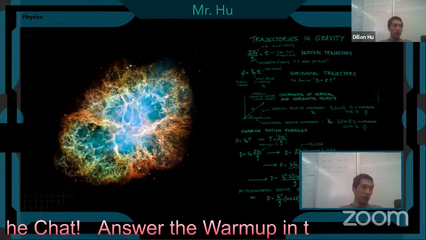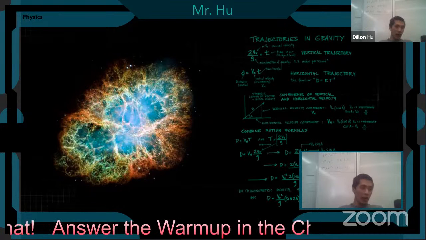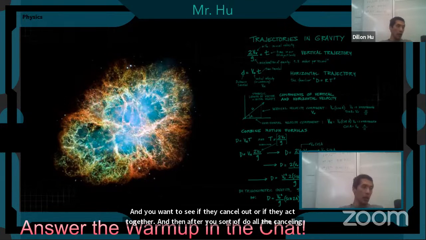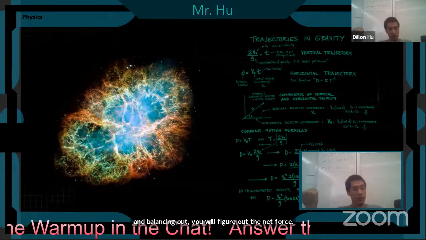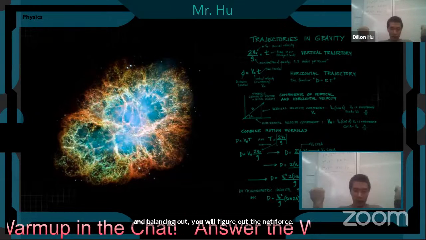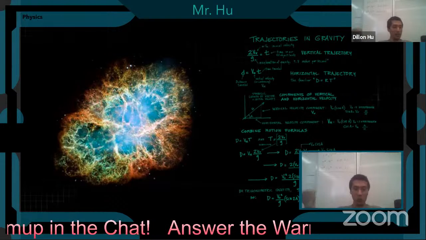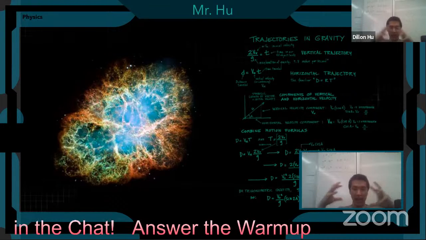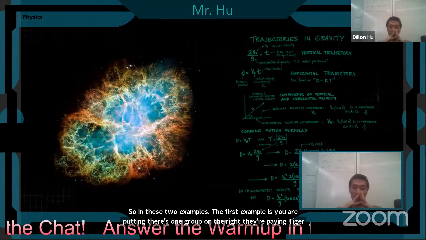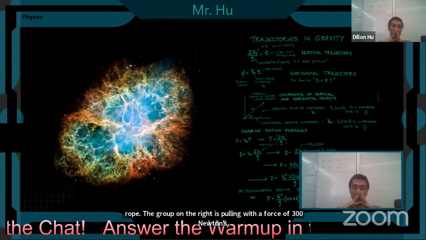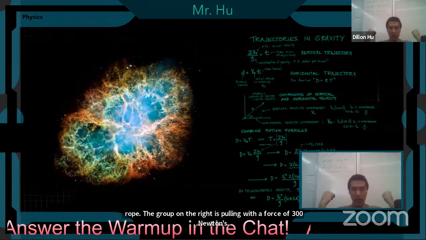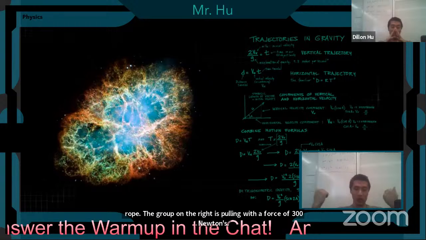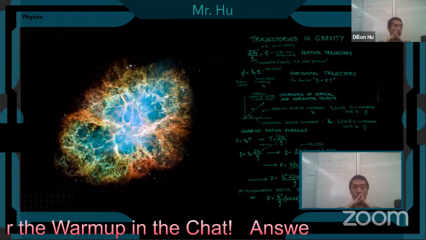In these two examples, the first example is one group on the right, playing tug of rope. The group on the right is pulling with a force of 300 newtons. The group on the left is pulling with a force of 300 newtons. So if you are pulling on the right with 300 newtons, and on the left with 300 newtons, your two forces cancel out. So your net force is 0. So basically the rope is not going to move. Nobody is going to move. All these forces are going to cancel out. And so the net force is 0, which means your acceleration is going to be 0. So you are not going to move. The forces are balanced.